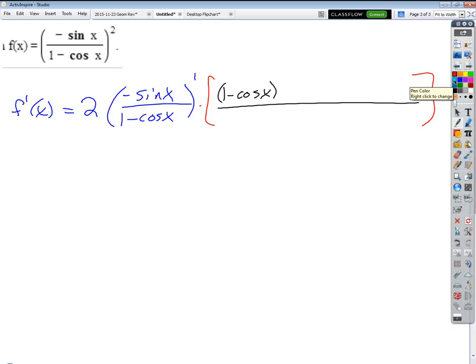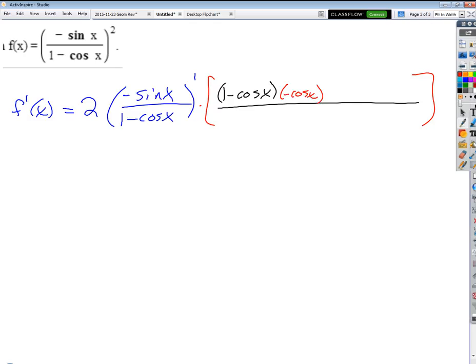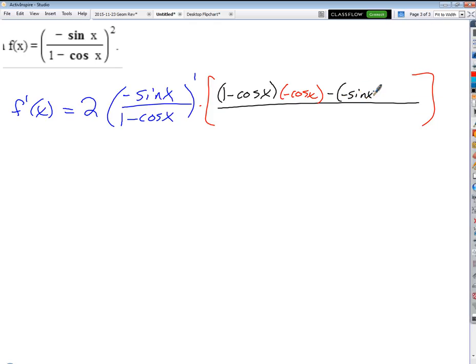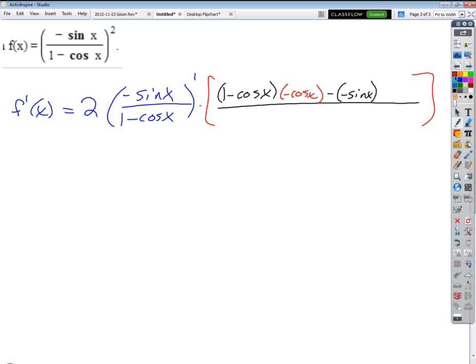Negative cosine x. Good. Times negative cosine x, minus top times derivative of the bottom. What's the derivative of the bottom? Sine x. Everybody see that? The derivative of 1 is 0. The derivative of cosine is negative sine times negative 1, so positive sine.